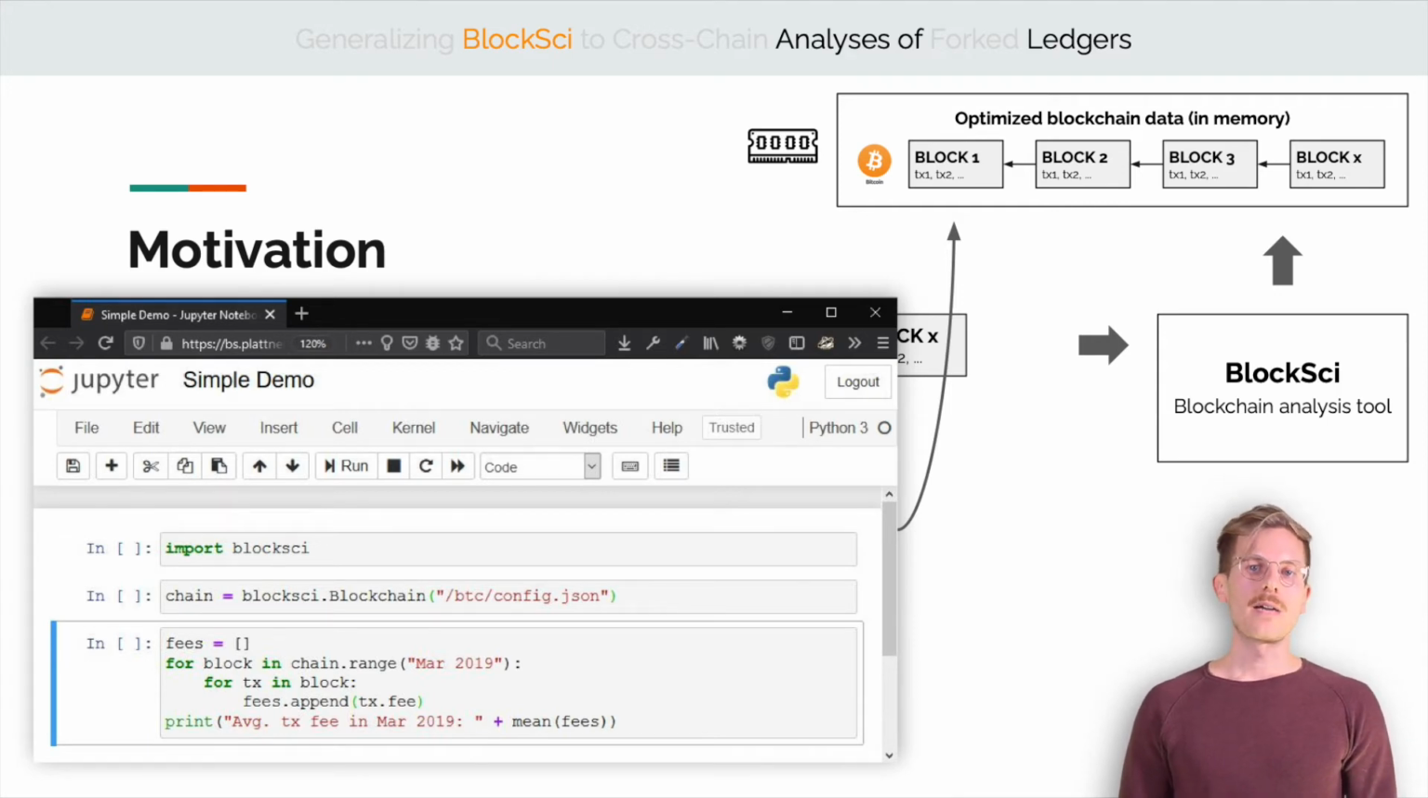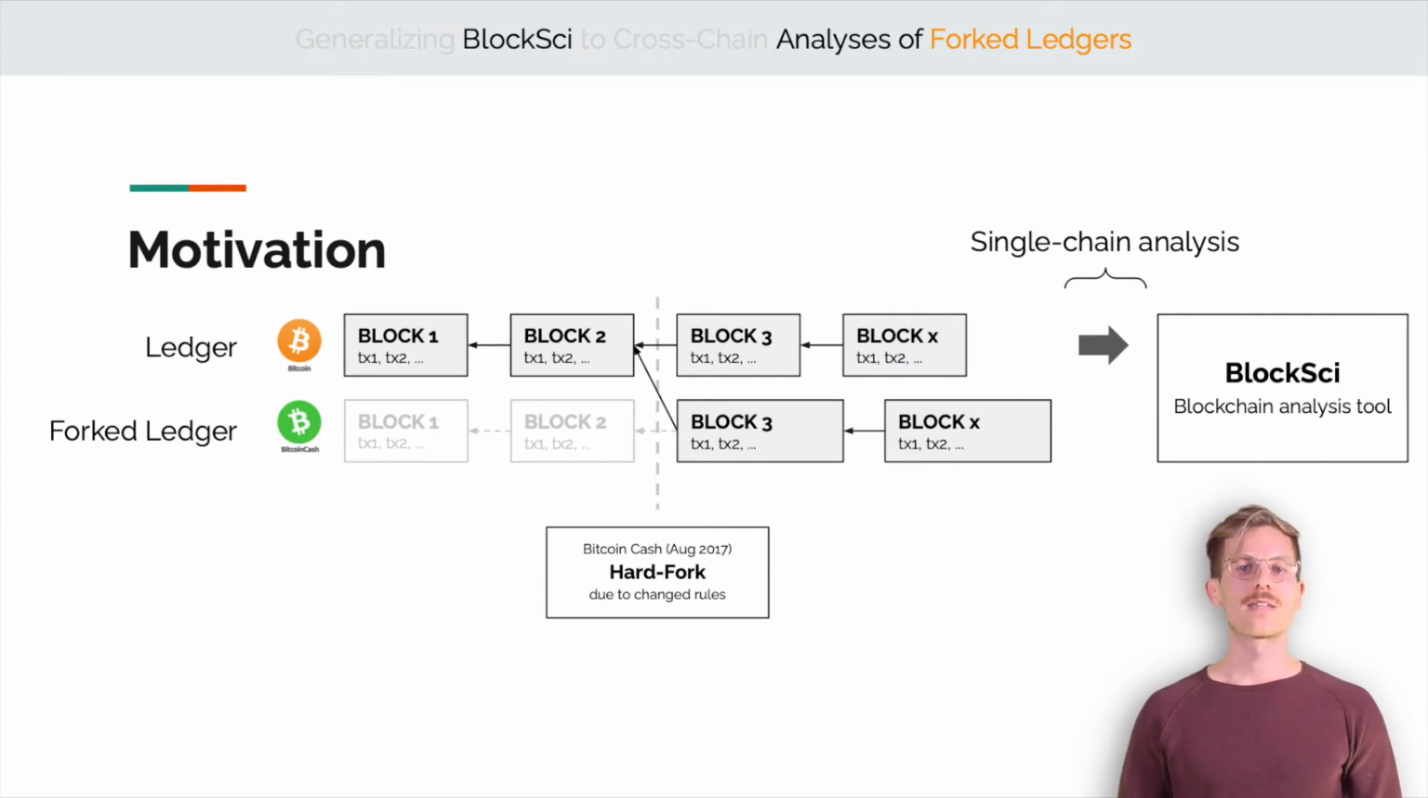In my thesis, I was especially interested in the analysis of forked ledgers. A fork describes the split of a blockchain into two branches. This commonly occurs when the users of the system disagree on the rules of the ledger. For example, a popular fork is Bitcoin Cash, which split off Bitcoin in August 2017 after disagreement on the maximum size of a block. Forked ledgers share a common history with their parent chain.